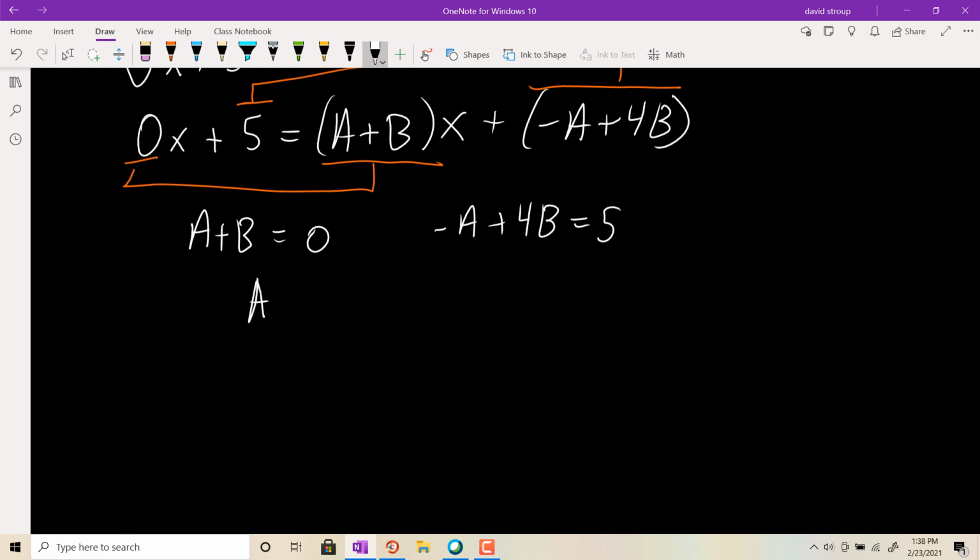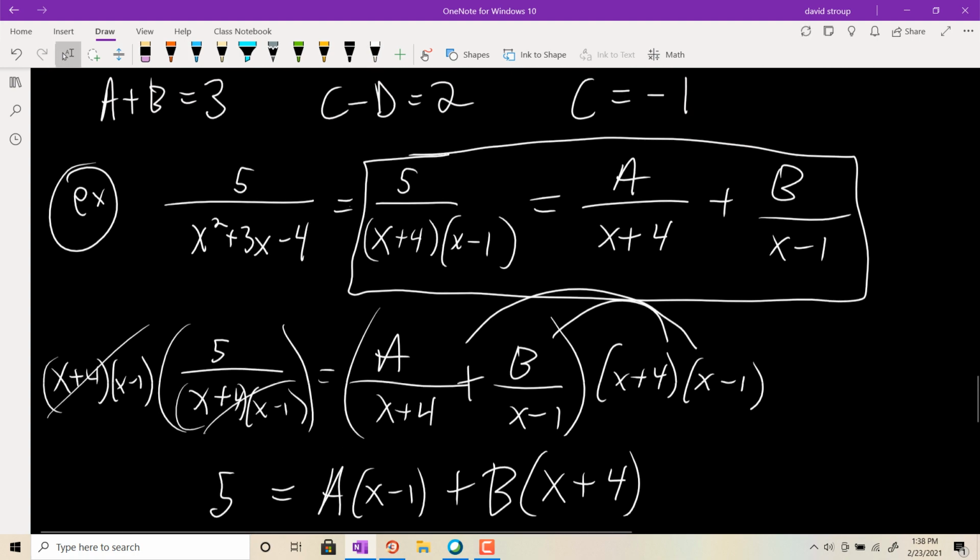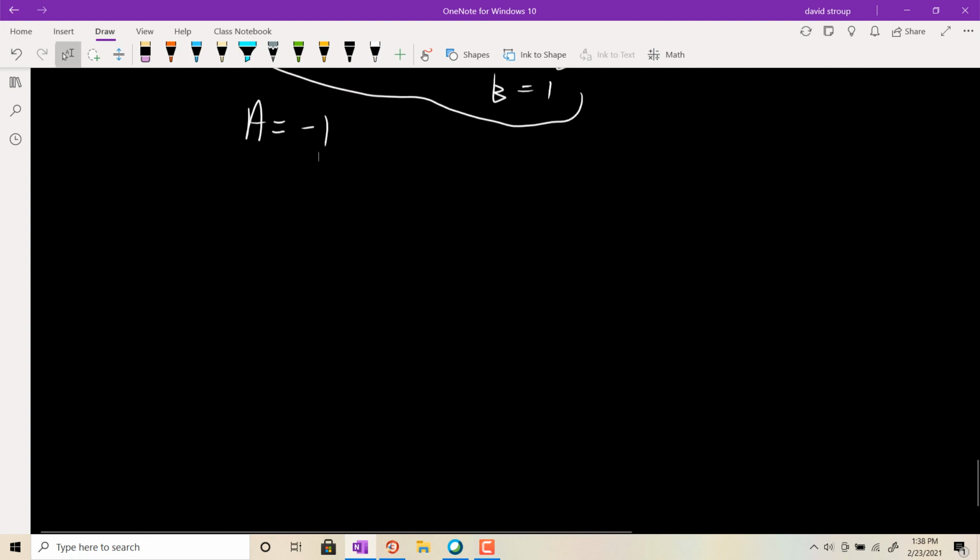So over here, I could solve for b, or whatever. Move the b over to get negative b here, and then plug that in over here. So I have negative b plus 4b is equal to 5. So that'll be 5b is equal to 5, and then b equals 1. And then plug that back in over here, so a will equal negative 1. And finally, then you have your fraction decomposition.